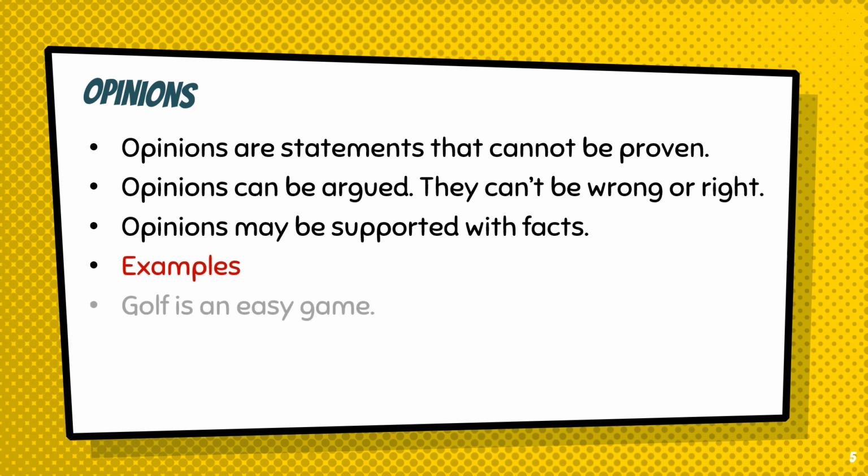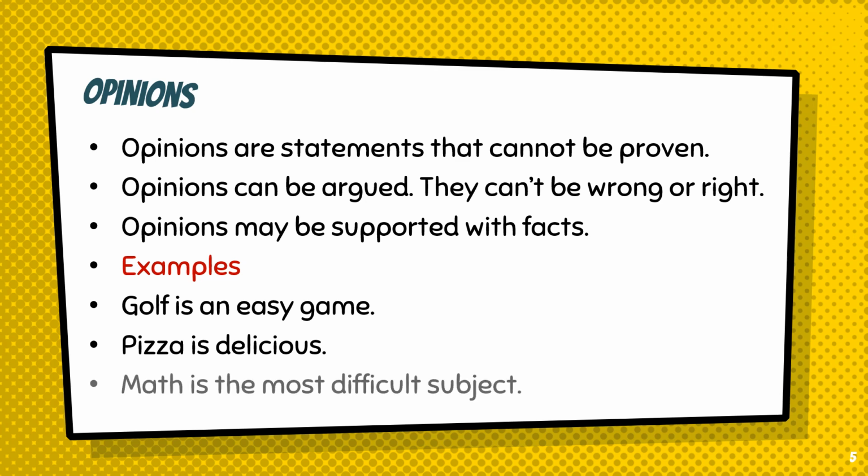For example, when we say golf is an easy game, well, it may be easy for you, but not for me. So, it's an opinion. When you say pizza is delicious, well, it's not delicious for everyone. Some people don't like pizza. Math is the most difficult subject, but some people are really good at math. So, when you're saying statements like these, you're expressing an opinion.